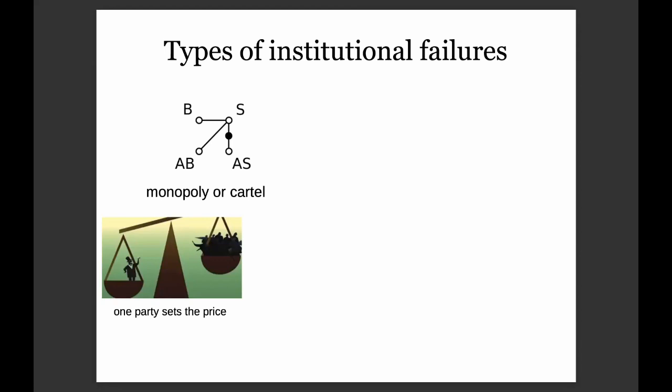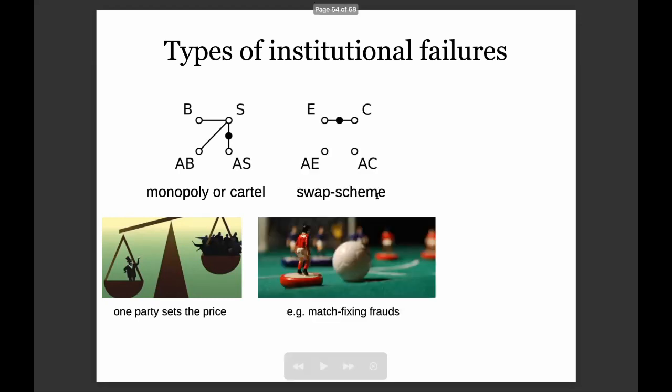Using Commons' scheme, we can describe three types of general institutional failures, all caused by collusion between parties that should in principle be independent. In a monopoly or cartel, parties on the same vertical axis form a unity, and they become able to set their price on the market, thus disrupting competition. In a swap scheme, two dual parties make an agreement outside the domain in which the transaction takes place.